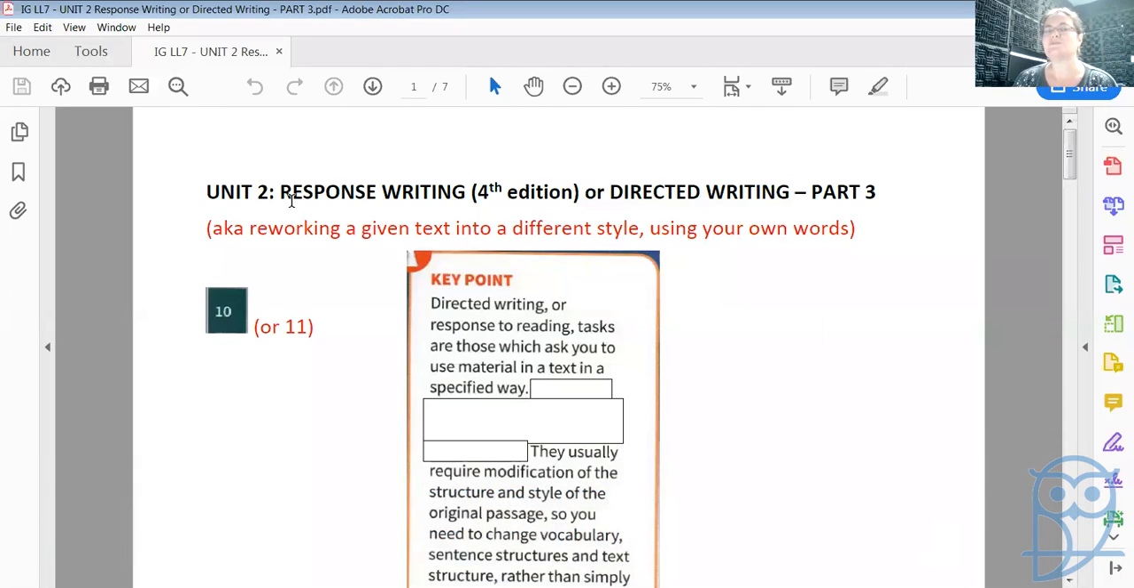We have been looking at response writing, also known as directed writing, okay? And this is the kind of thing that you will encounter in paper 2 and paper 3 questions, in directed response questions, and in close reading questions, where there's comprehension, etc. I'm just going to make sure we have the chat box open in case you want to start asking questions at some point during the lesson.